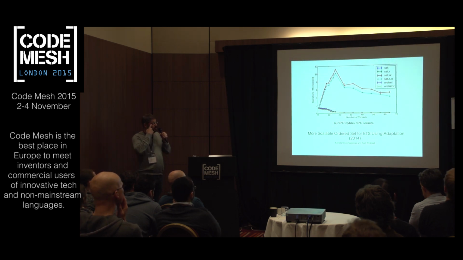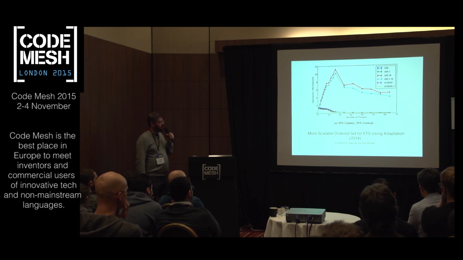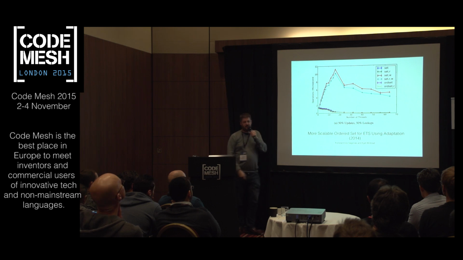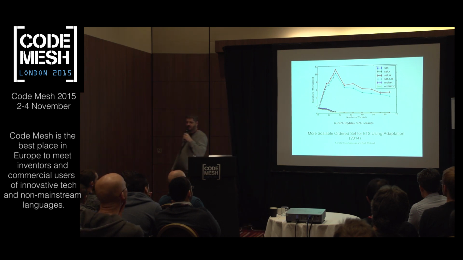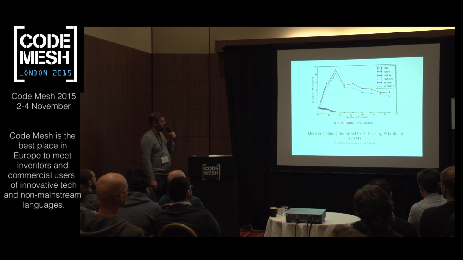So there's a really cool paper down at the bottom, "More Scalable Ordered Set for ETS Using Adaptation," September 2014, I think it was, which basically says, don't use these. And unfortunately, ordered set is the thing that gproc uses, and it very, very quickly stops scaling when you've got situations where you're churning these large number of children. So that was an issue that we fell into quite quickly.